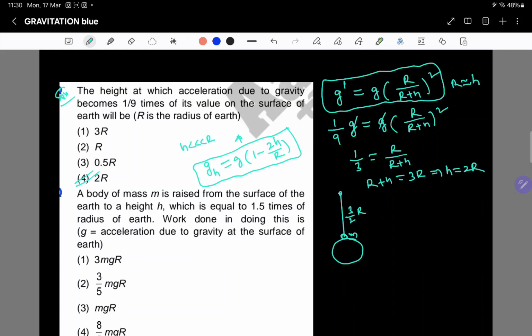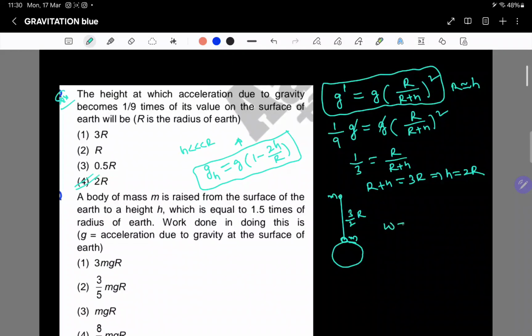Now the question: what is the work done in doing this? So this massive object is brought from here to here, how much work is done? Here the work done is in the form of potential energy. Work done W equals final potential energy minus initial potential energy. So what is the potential energy? Block on the surface, you know very well, initial potential energy is minus GMm by r. Final potential energy is nothing but minus GMm by r plus 3 by 2 into r, that means here 5r by 2, students, 5r by 2.